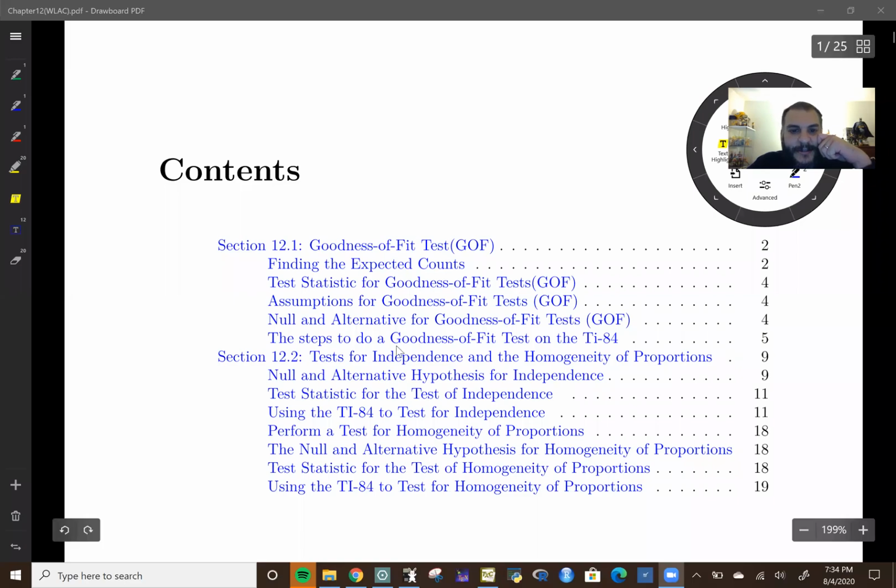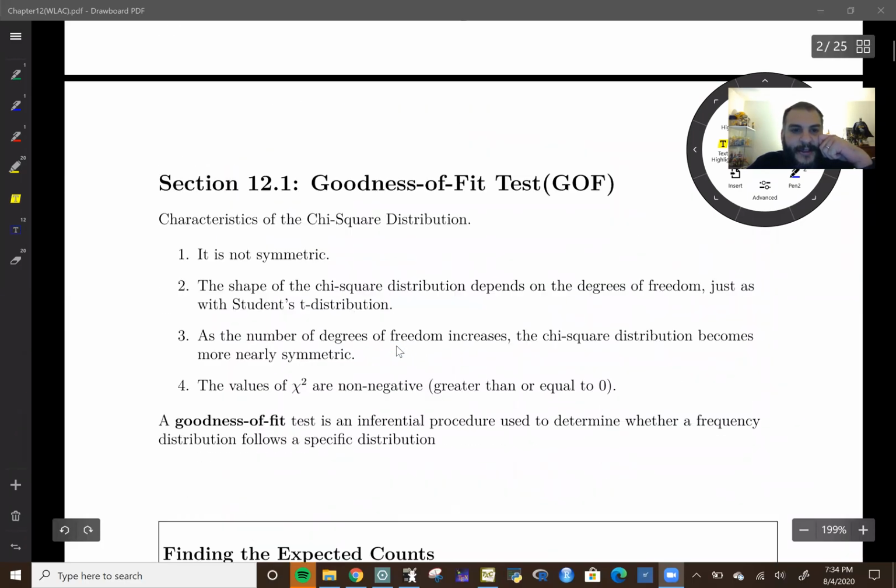Fit test. So let's get into the goodness of fit tests.